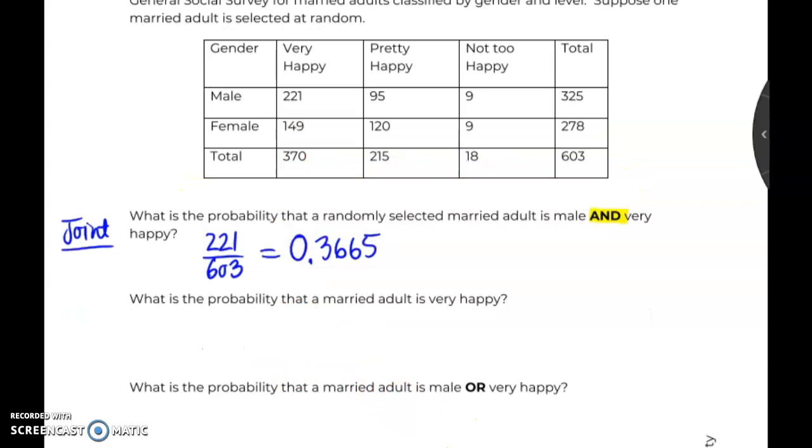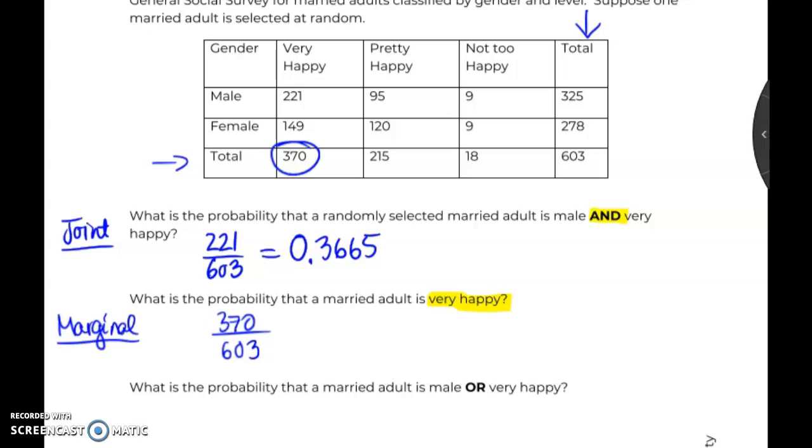The next question is asking, what is the probability that a married adult is very happy? So over here, we are just looking at whether the person is very happy or not. Looking at married adults, that's both males and females. So we have 370 very happy people divided by our grand total of 603. As we did in the activity before, whenever we're in the totals of our table, we call this our marginal distribution or marginal probability, marginal percentages.